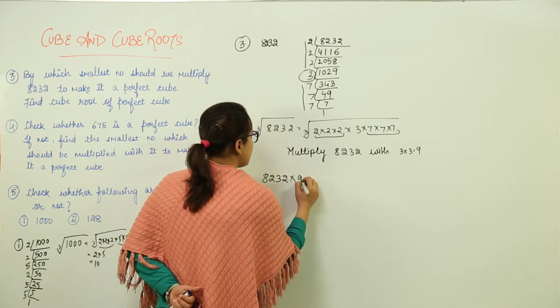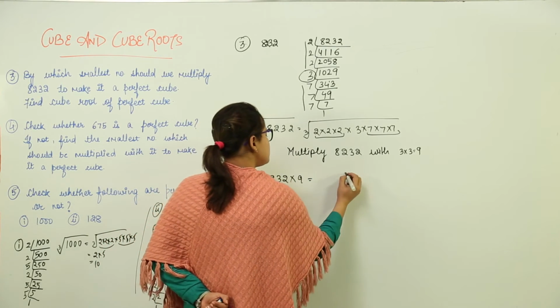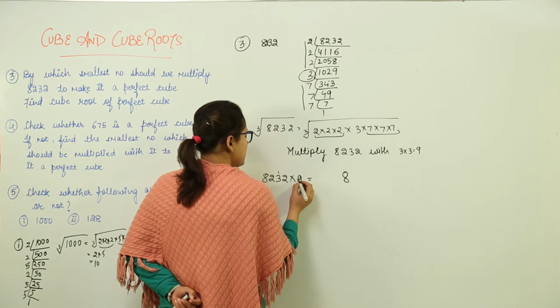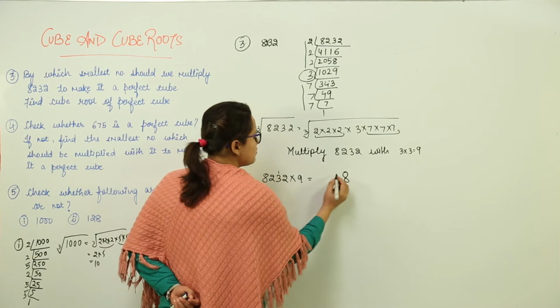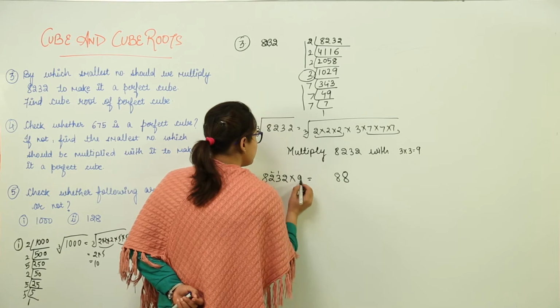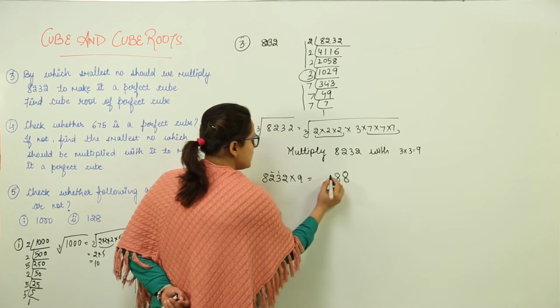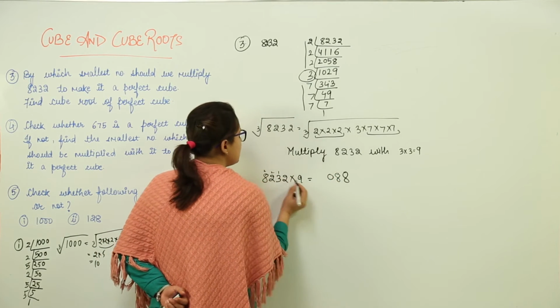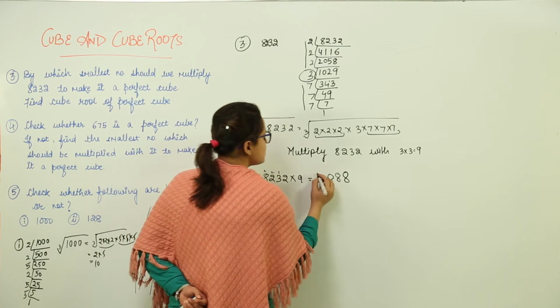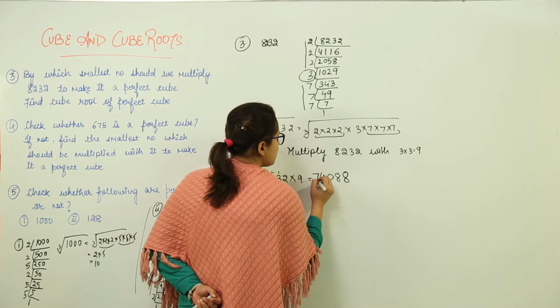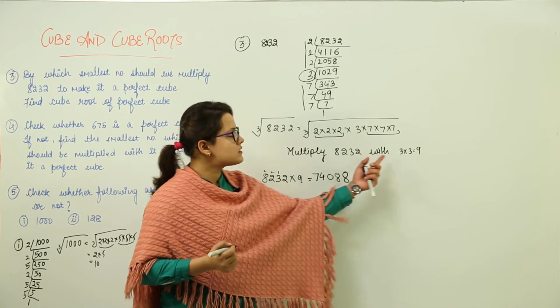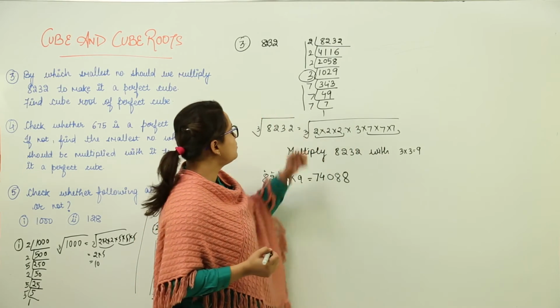8232 multiplied with 9 gives us 9 2s is 18, 1 carry. 9 3s is 27 plus 1, 28, 2 carry. 9 2s is 18, 19, 20, 0 and 2 carry. 9 8s are 72, 73, 74. Now this becomes the number after multiplying the smallest factor with 8232.